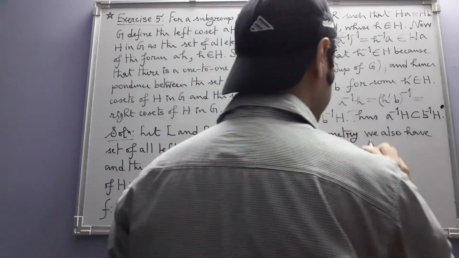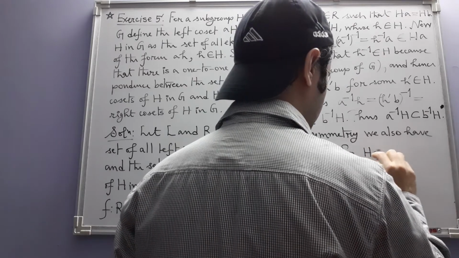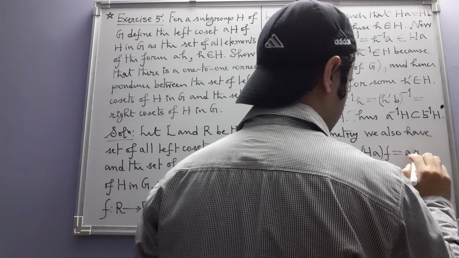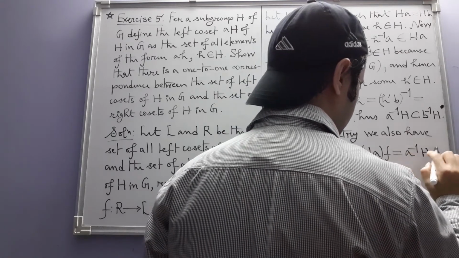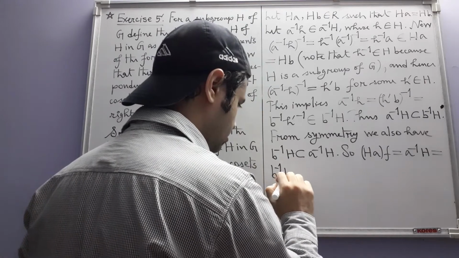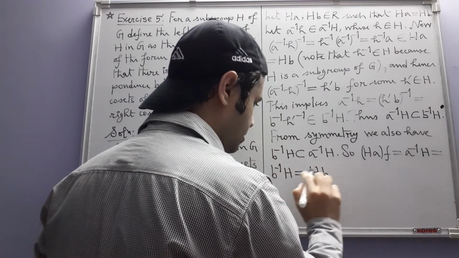So what is the F image of HA? That is A inverse H, that is now equal to B inverse H, and this is the F image of HB.